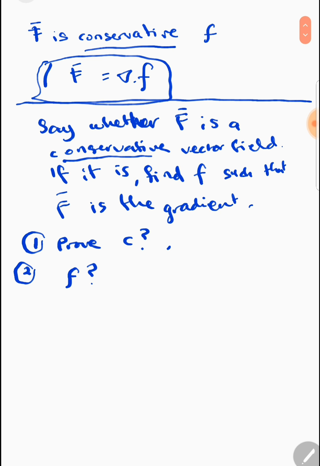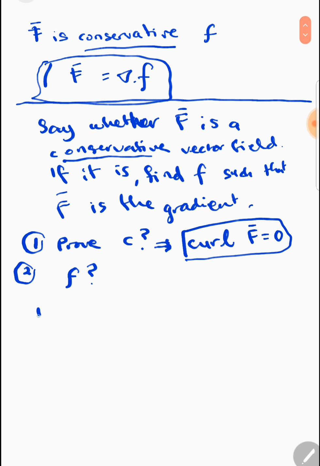How do we prove whether something is a conservative vector field? Recall that if the curl of F bar is 0, then we can say that it is a conservative vector field. So let's first start. We want to see whether F bar is a conservative vector field or not.